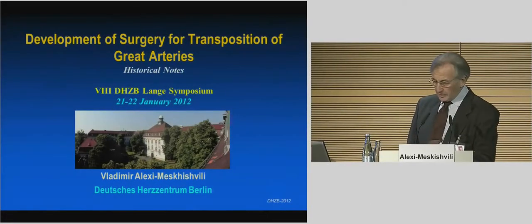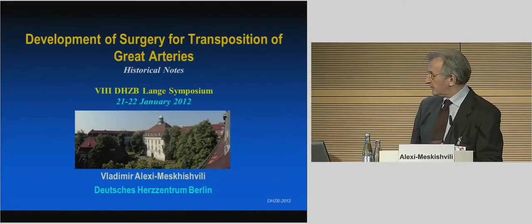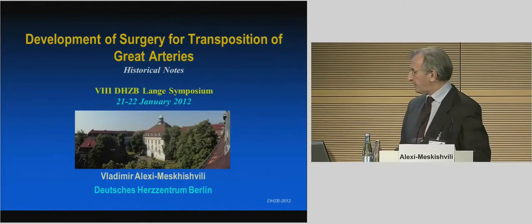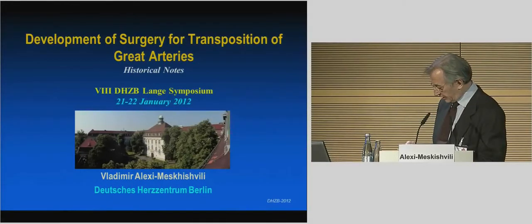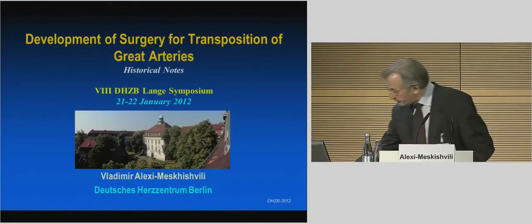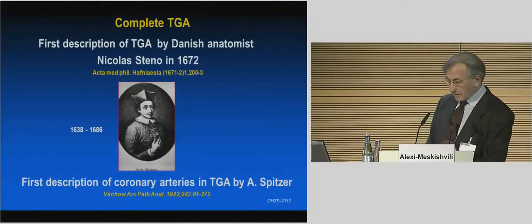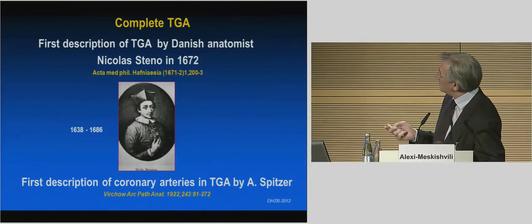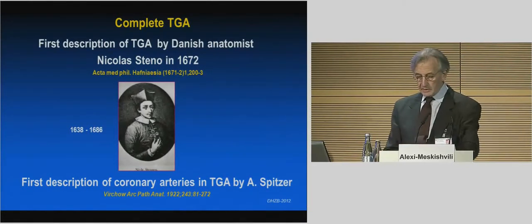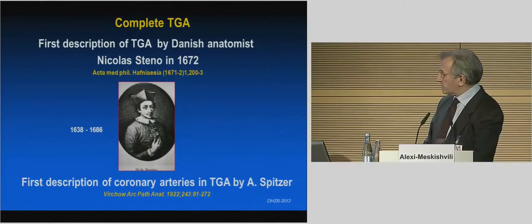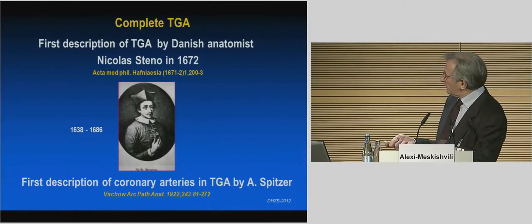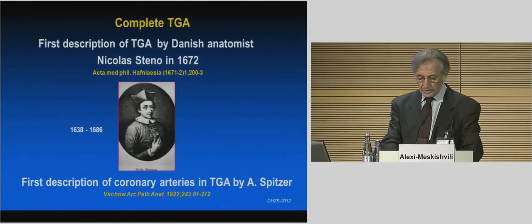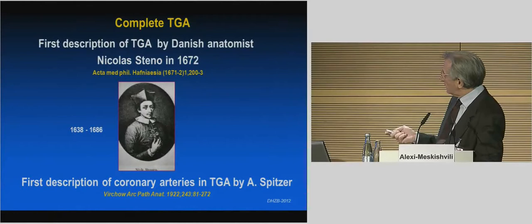Presentation. When I started to dig into the history of transposition, I found so many unknown and, to me, interesting facts, and I would like to show them today also. The transposition was first described by the Danish anatomist Steno, who also described the tetralogy of Fallot. And the anatomy of the coronary arteries was first described by Germans in 1922.